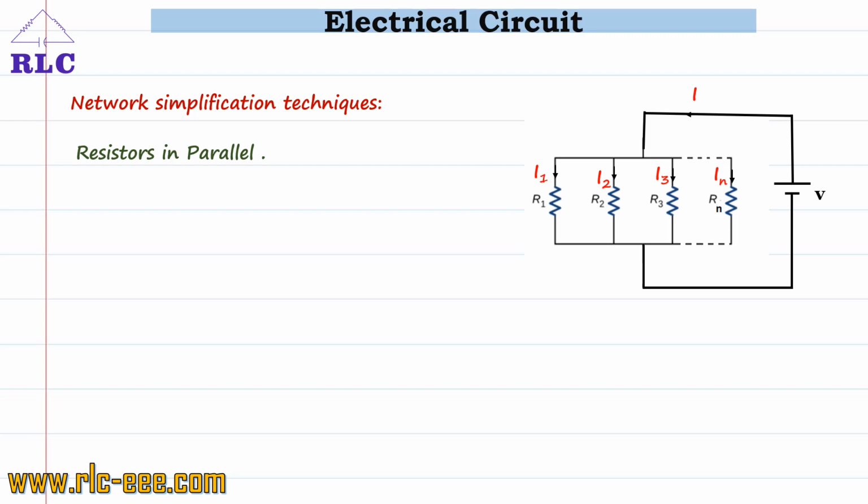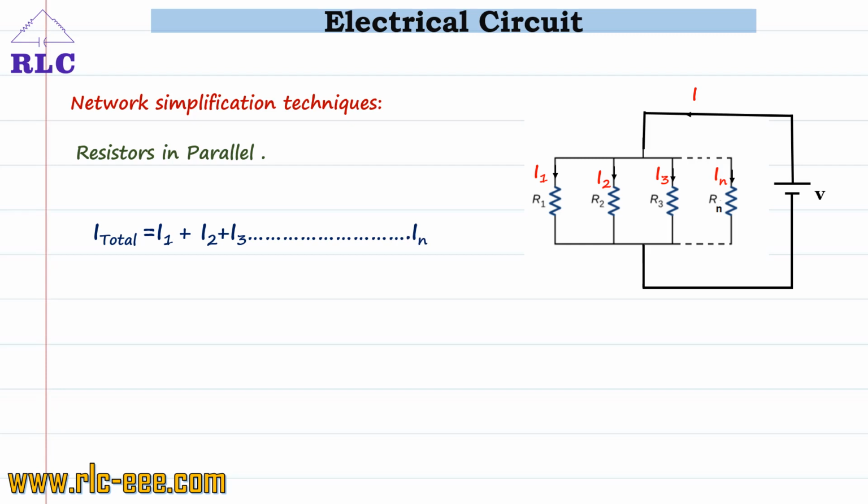So we can apply KCL to the circuit. Consider this as a node. The incoming current is I, and the outgoing currents are I1, I2, I3, and In. According to KCL, we can write I total is equal to I1 plus I2 and the sum of all the currents up to In. According to Ohm's law, I is equal to V by R, correct? So we can write I total as V by R total.